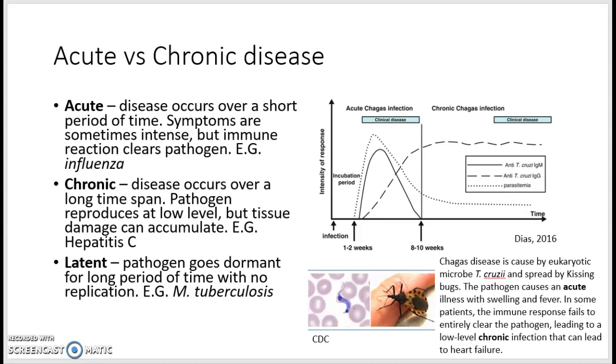Chagas disease is an example of a disease that has both acute and chronic periods. Chagas is caused by a eukaryotic microbe, Trypanosoma cruzi, and is spread by the insect known as the kissing bug. This pathogen causes an acute illness that usually has an onset 1 to 2 weeks after the infection. The acute phase is extremely intense, characterized by swelling and intense fever. However, those symptoms resolve typically after 8 to 10 weeks. In some patients, the immune system fails to entirely clear the pathogen, leading to a low-level chronic infection. While the symptoms of the chronic disease are not as acutely intense, those chronic infections can continue to damage the body. Chronic Chagas disease leads to heart failure.